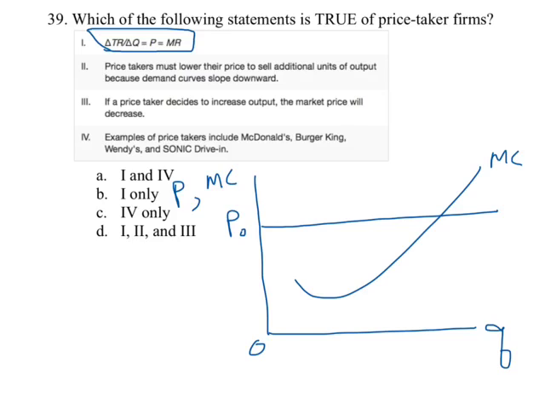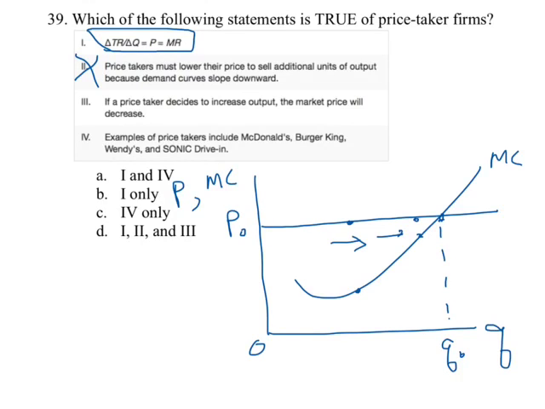Anyway, so price takers must lower their price to sell additional units of output? No. Typically, if the price one can get is greater than the marginal cost of producing that good, if you can make something for $3 and get $10 for it, you'll produce one more unit. If you can get $10 for something that costs you $9 to produce one more unit, you'll do that. Where do you stop increasing output? Where those two are just equal.